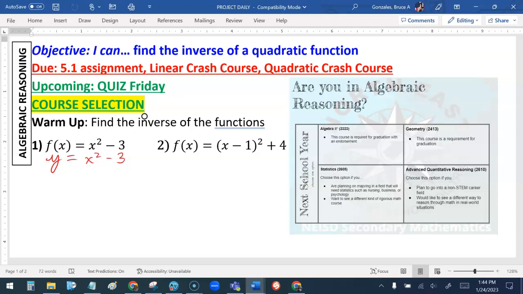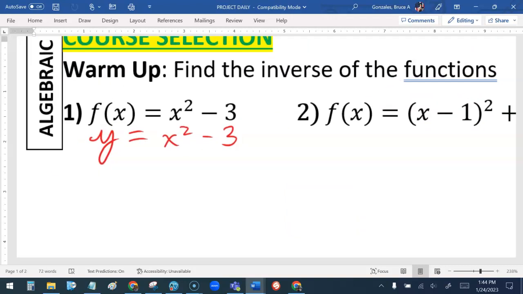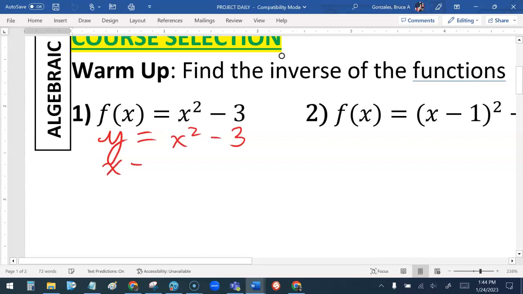You always switch the order, like every time you're doing inverses. Like for sure this quiz, for sure this coming test, it's all about switching x and y, right? That's what inverse means. So let's switch x and y. So now this is x equals y squared minus 3. So step 1, turn it into a y. Step 2, switch x and y.